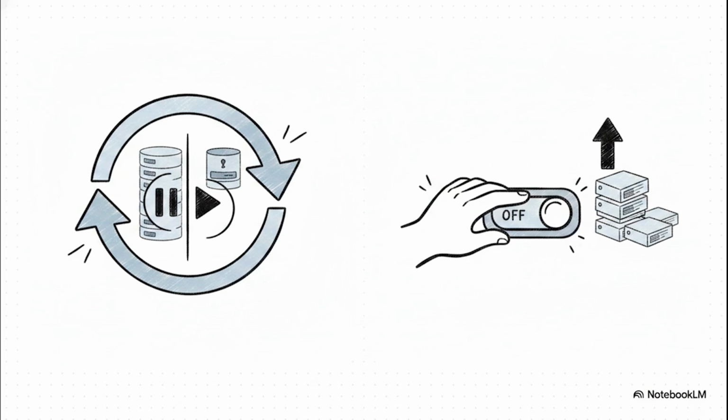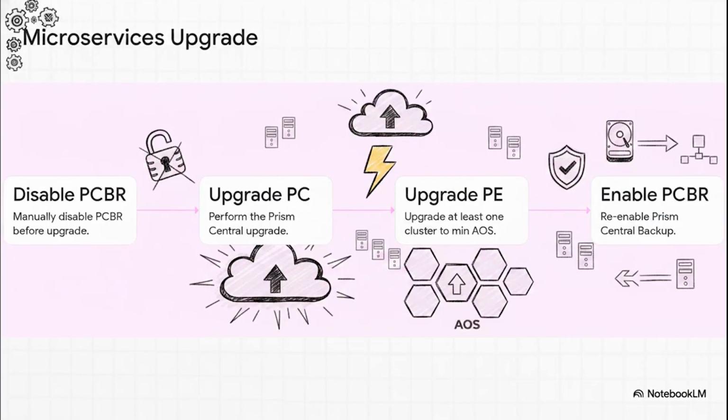This introduces our second concrete example, where you actually need manual intervention. Because a microservices infrastructure upgrade fundamentally changes how Prism Central services are packaged and deployed, literally moving away from monolithic virtual machines to a modern containerized architecture, the backup flow requires you to step in manually to ensure everything stays perfectly consistent. So, the crucial thing to remember for a microservices upgrade is this exact sequence.